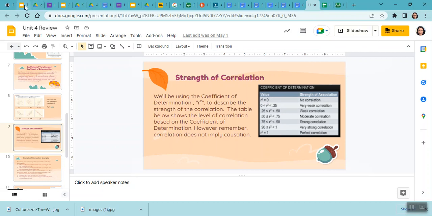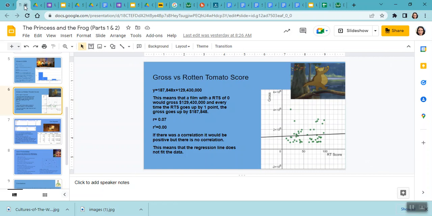And let's go back and see what we're missing. It would have been positive, but there was no correlation, and the regression line does not fit the data. You can see that looking at it. It does not look like that data lines up very well.